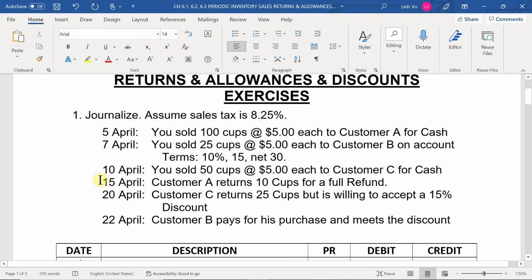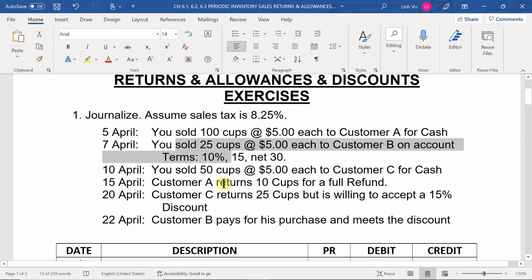Okay. So in this case, let's take a look at customer B. What did customer B buy from me? A 100 cups at $5 each. That's customer A. Customer B purchased 25 cups.